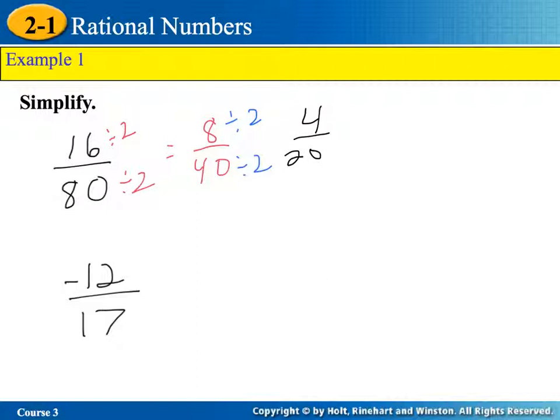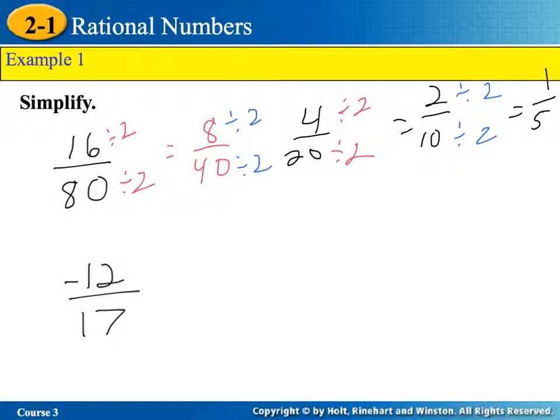Again, 4 and 20, we can divide by 2, and my answer would be 2 over 10. Am I done again? No, I can divide by 2 one more time, and my answer is going to be 1/5. Now, you may be looking at that as, whew, that's a lot of steps. Wow, I can't believe I did that many steps.